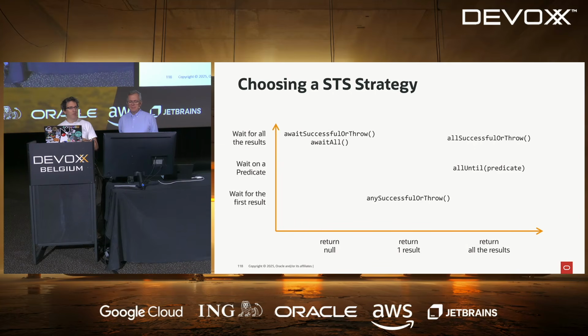And basically, there is a third axis. I don't know if you see it, but you have the orThrow axis. Some methods are named orThrow. For all of them, it means that if one task fails, then the whole scope fails.